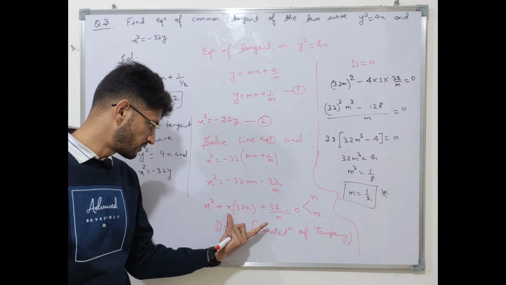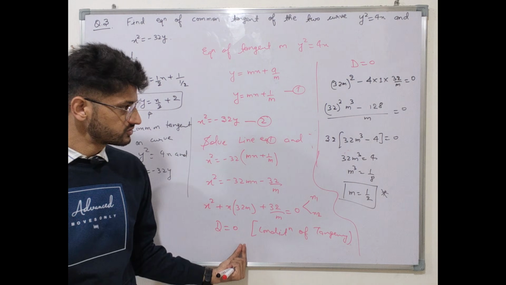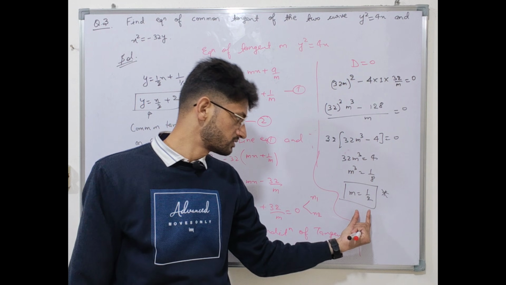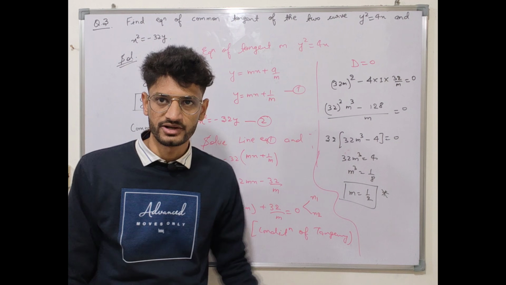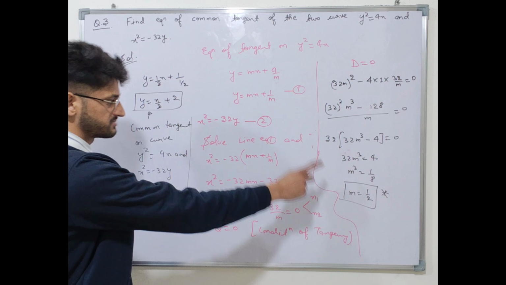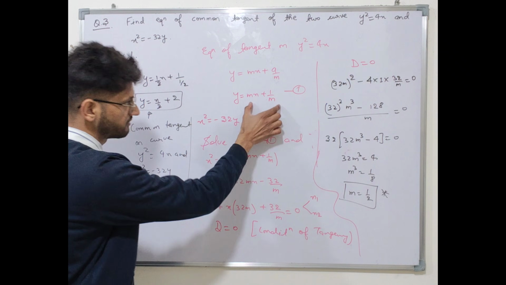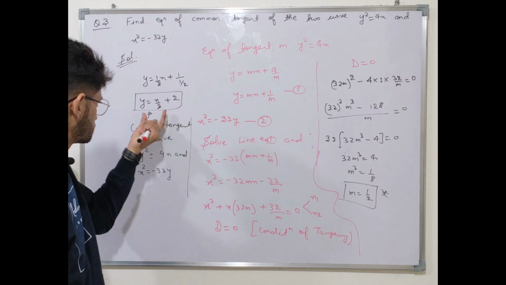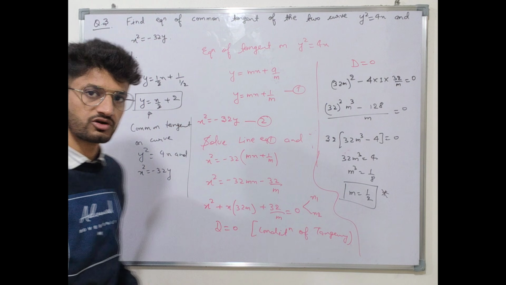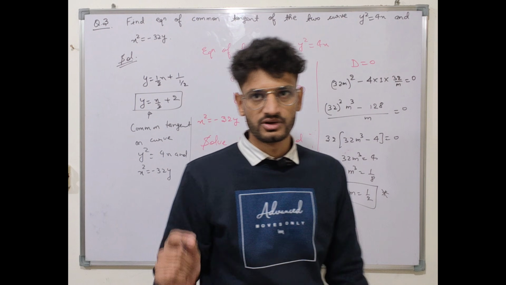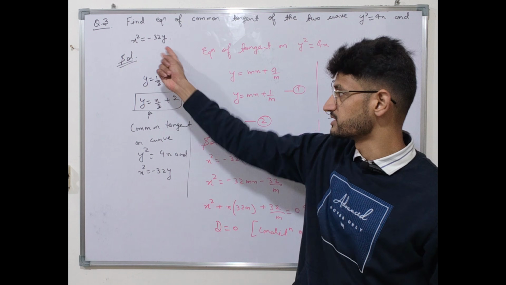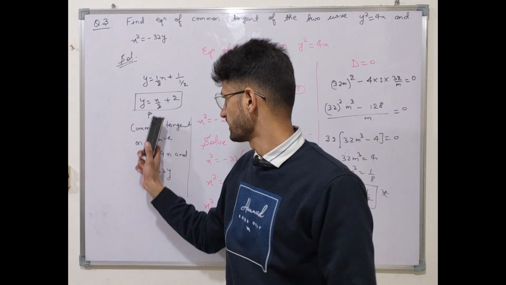So from here we have obtained the quadratic in x. We have put D equals to 0. From there we have solved and got the slope value, that is m equals to 1 by 2. And we know the equation of tangent. We have substituted the value of m equals to 1 by 2 in this equation. So we write the final answer as y equals to x by 2 plus 2 as our common tangent on both the curves y square equals to 4x and x square equals to minus 32y. So this is our final answer.